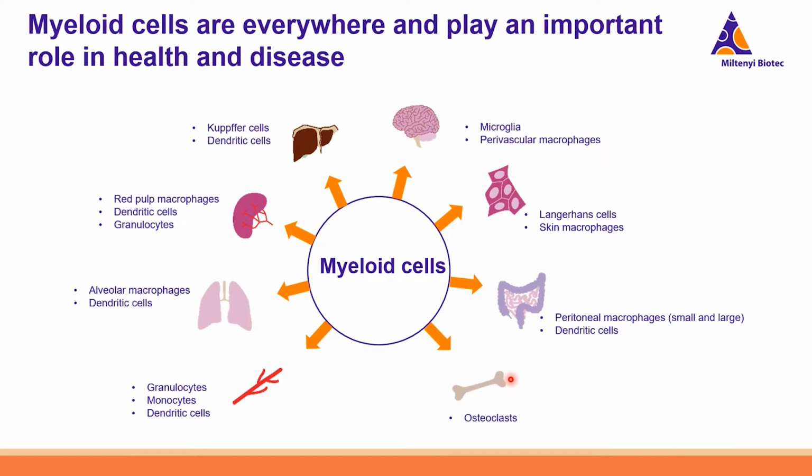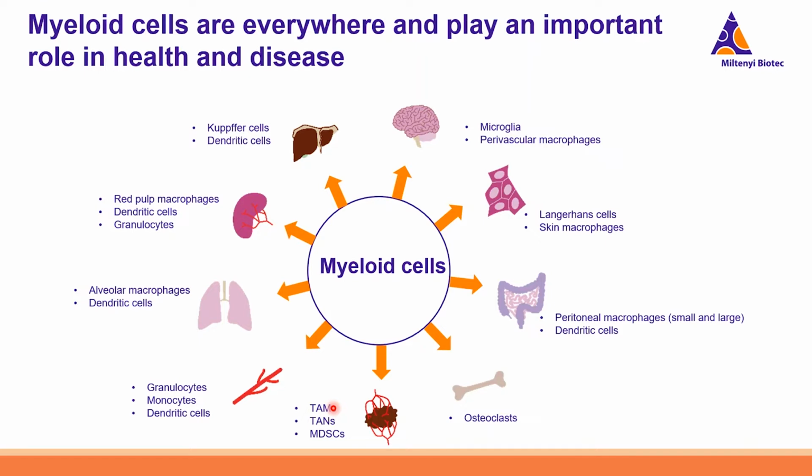And in the peritoneum, we have peritoneal macrophages and dendritic cells. And in the skin, we have the famous Langerhans cells and skin macrophages. And in the most important organ of the body, the brain, we have tissue-resident macrophages, specifically named microglia, and also perivascular macrophages. In diseases such as cancer, we have tumor-associated macrophages. These are TAMs, tumor-associated neutrophils, TANs, and myeloid-derived suppressor cells, MDSCs. Please note these are examples and not restrictions.